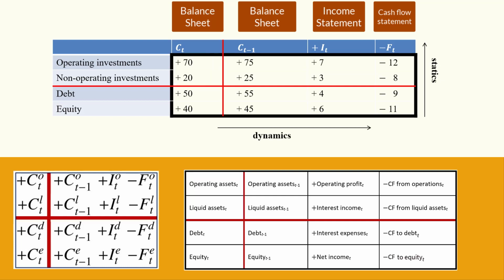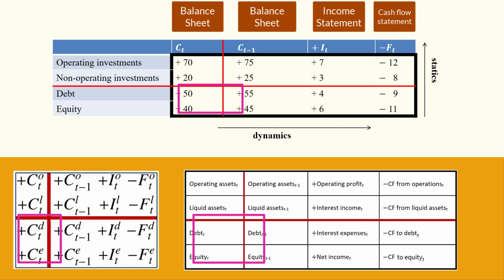Note, the split screen matrix gives us 4 different ways of conceptualizing, understanding, and formalizing a firm's capital at a given date. The upper left partition shows the static structure of the capital from an investment perspective, operating versus non-operating assets. The lower left partition shows the static structure of the capital from a financing perspective.